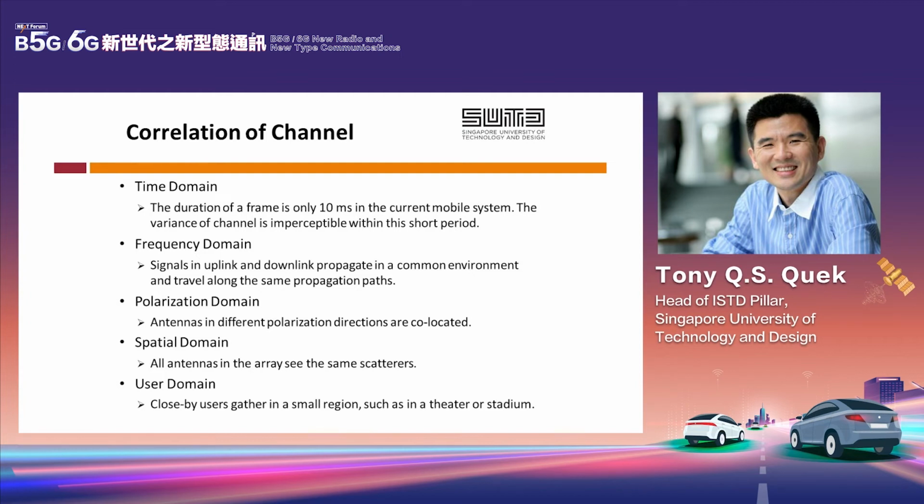Frequency domain: signals in uplink and downlink propagate in a common environment. So the environment is the same. My base station is there, my user is there. So the channels travel along the same propagation paths, although the uplink and downlink spectrums are different. But as long as they're not separate paths, we see a correlation there. Polarization domain is the same, because although the antennas are in different polarization directions, they are co-located. Spatial domain: all the antennas in the array see the same scatterers, right? It's because of the same environment. User domain: close by users gather in a small region, let's say a theater or a stadium. So there's a correlation among the users.